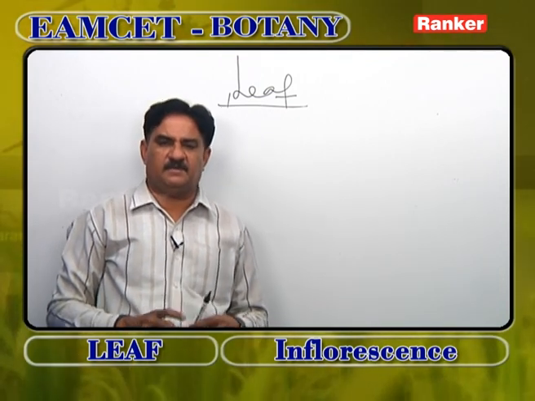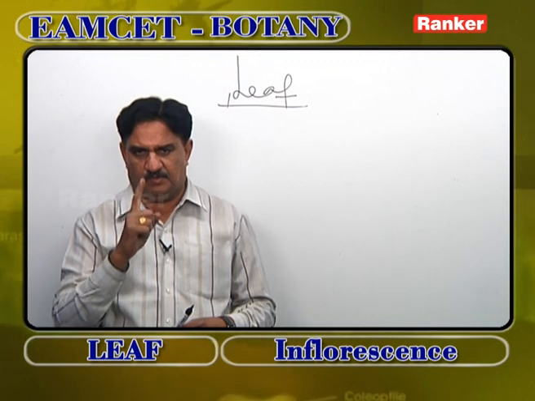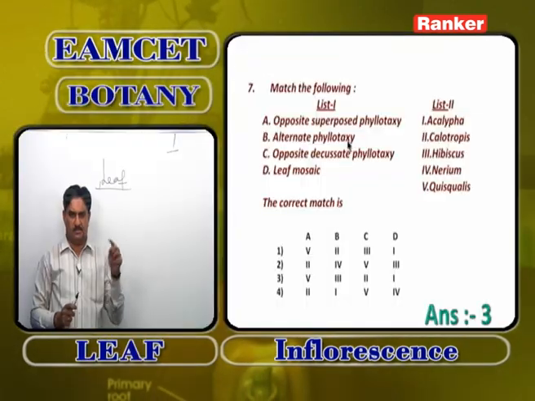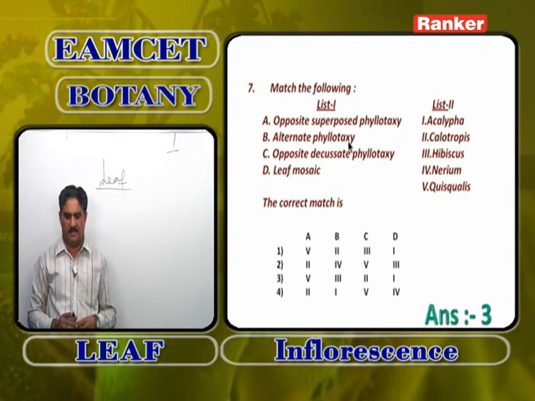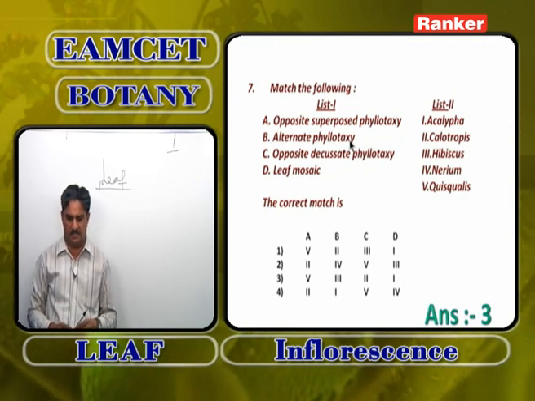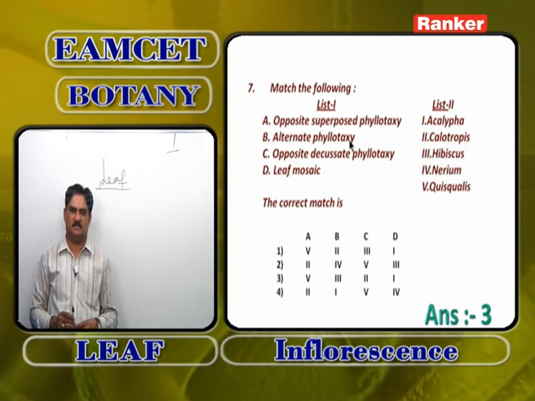Alternate phyllotaxy means at each node there will be only one leaf, and those leaves of different nodes are arranged in an alternate manner or spiral manner. So alternate phyllotaxy is found in Hibiscus.